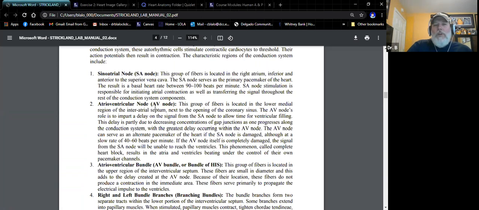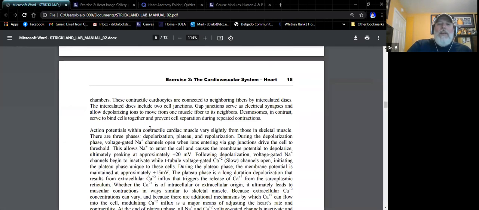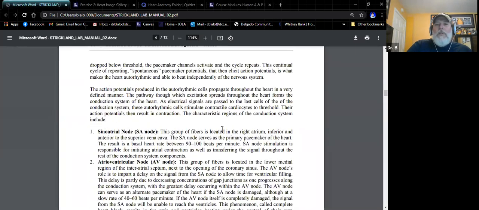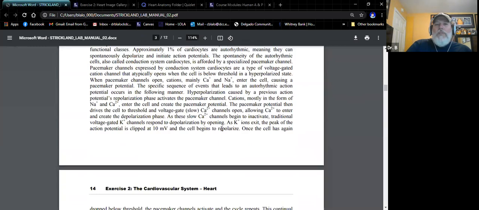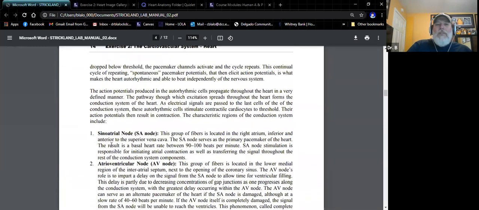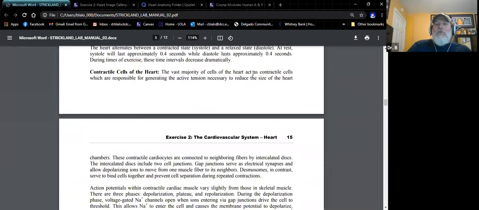So we'll walk through those and I'll tell you what each part of the conduction system acts to contribute to conduction. And then we'll go over and talk about the EKG and cardiac output. So we mentioned before that there's two types of cells, autorhythmic and contractile cells. The contractile cells, this is going to make up the majority of the cells, since the primary function of the heart is to pump blood.